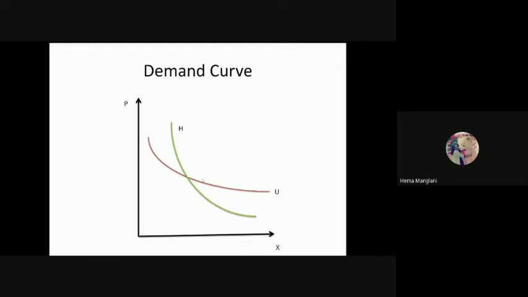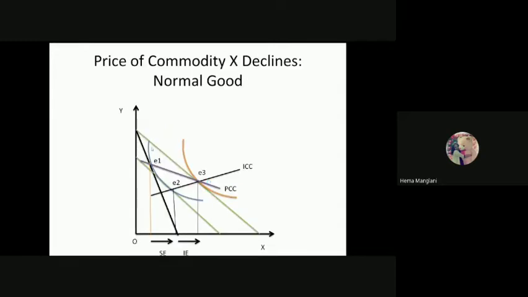Why this U is flatter and this H is steeper? This is just because of these effects. Is it clear, everyone? No, ma'am. Can you explain once more? Okay, once again, I need to explain.